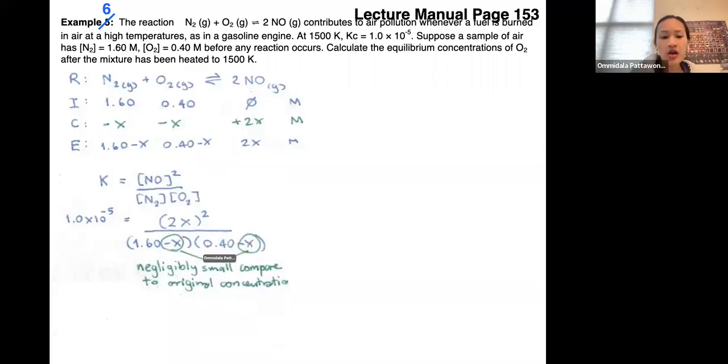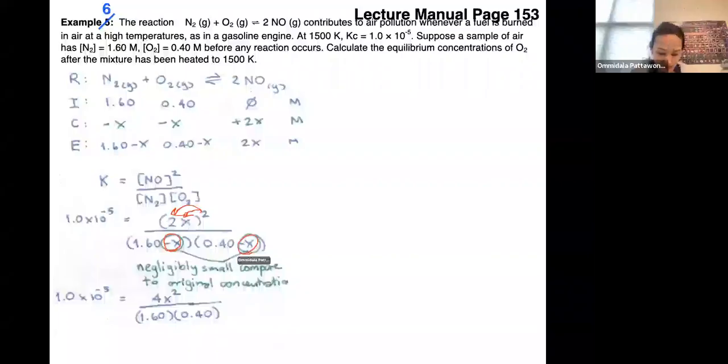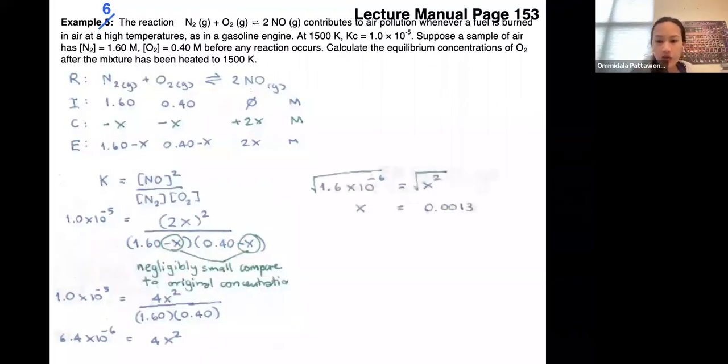So in this case, you can set up the new K. I'm going to distribute this, so 2 squared gives us 4x squared, and then it's divided by 1.6 times 0.4, because we are neglecting those negative x in comparison to the initial concentration. Now we can solve for x. Solving for x, you get x equal to 0.0013.